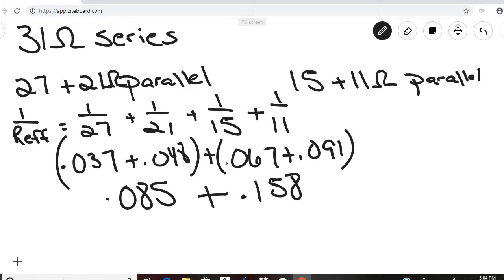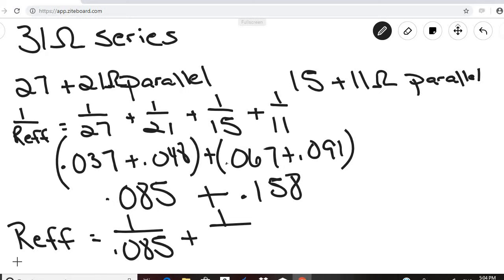So then we can add those two together. So to get R effective, we can take 1 over 0.085 plus 1 over 0.158. And so this one comes out to 11 ohms with our 2 significant figures, and this one with our 3 significant figures comes out to 6.33 ohms.